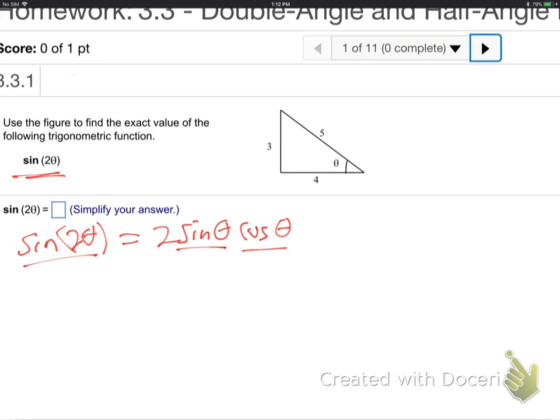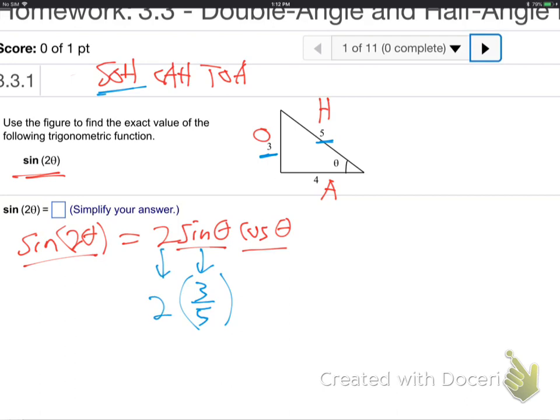So how do you find sine and cosine? Got a triangle. How do I find sine and cosine when I've got a triangle? SOHCAHTOA. Right? So this is the opposite side, the adjacent, and the hypotenuse. So sine is opposite over hypotenuse, 3 over 5. So this sine here is 3 over 5. Bring the 2 down. And what's the cosine? Adjacent over hypotenuse, 4 over 5. So there we go. Is that making sense?